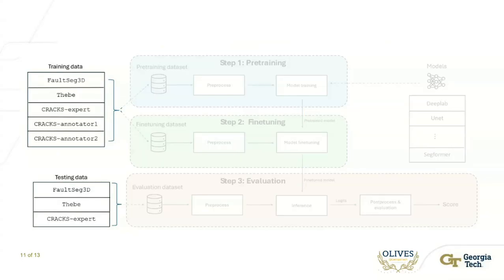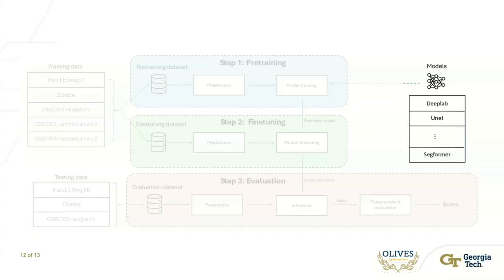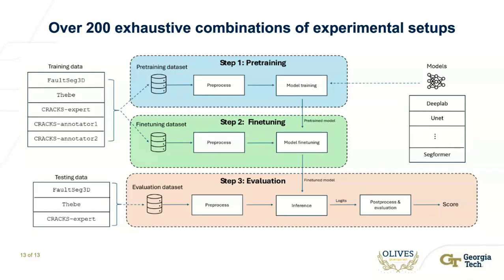We also used 3 datasets in total for our experiments, one of which is our recently introduced CRACS dataset, including multiple sets of crowdsourced annotations, which allows us to further divide it into 3 datasets for training and fine-tuning. We also evaluate 8 models in total, spanning large transformer models like SegFormer and smaller ones like UNet and RCF. Overall, this leads to over 200 exhaustive combinations of experimental setups.